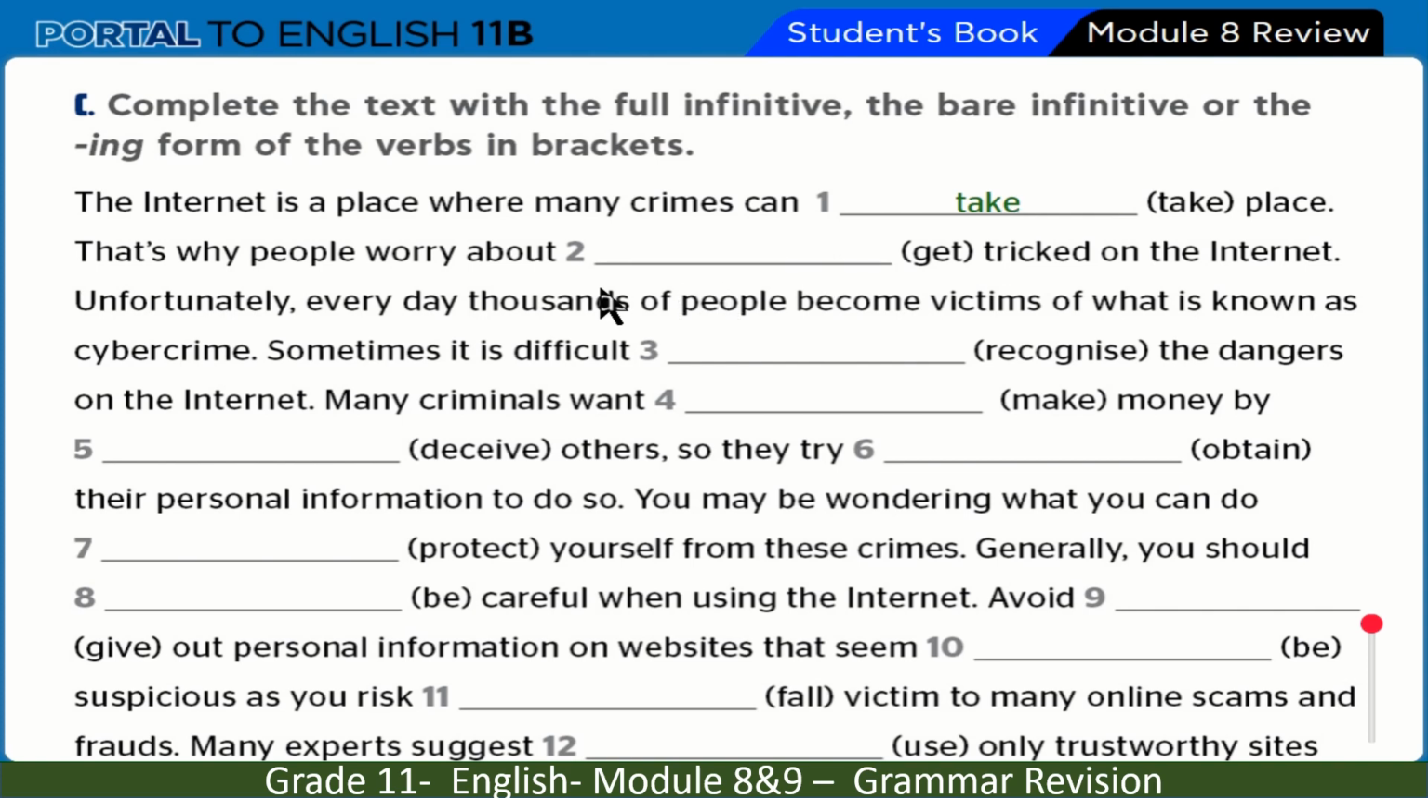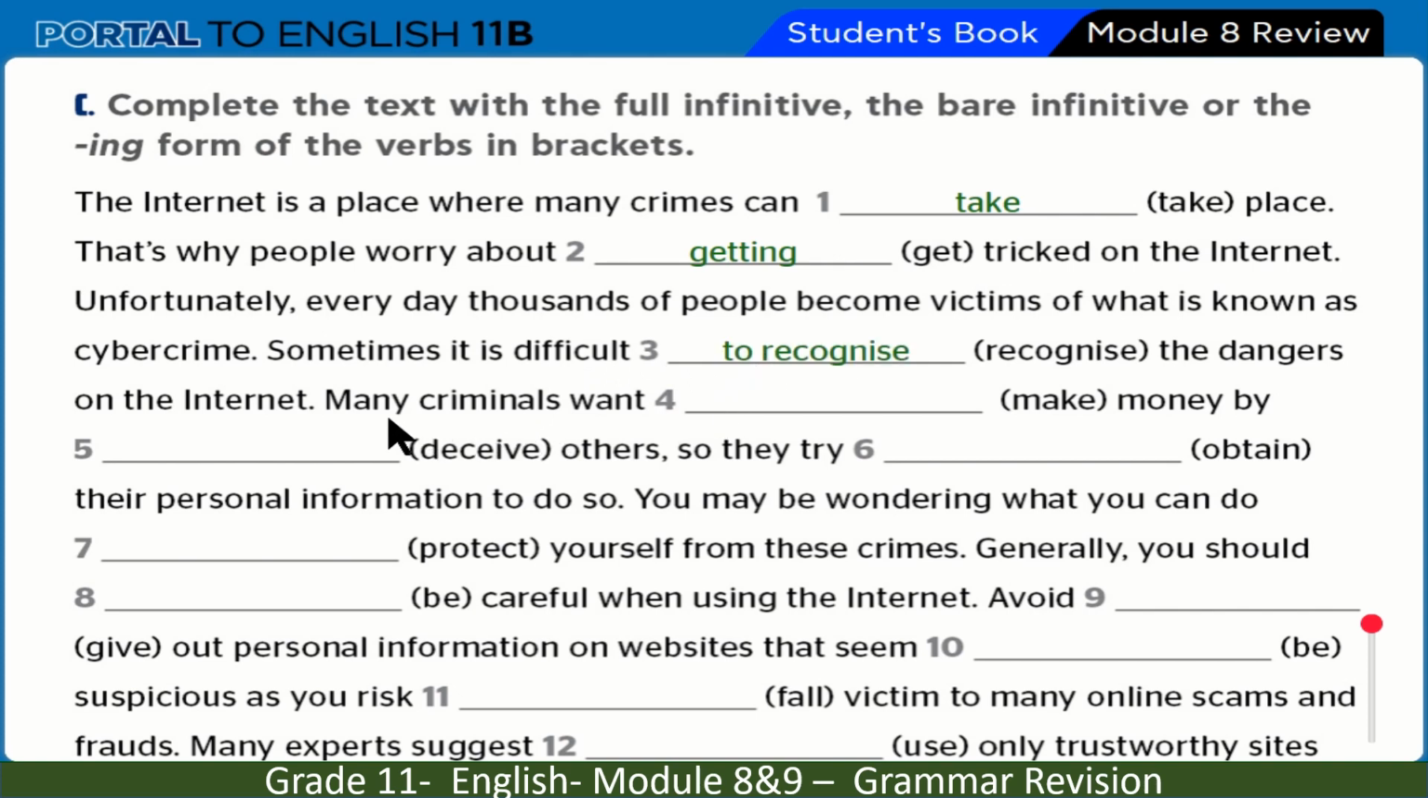Excellent. Number two, why people worry about. About is a preposition, and all prepositions, or most prepositions, when followed by a verb, must be followed by the ing form. So to worry about getting. Great. Number three, sometimes it's difficult to recognize.